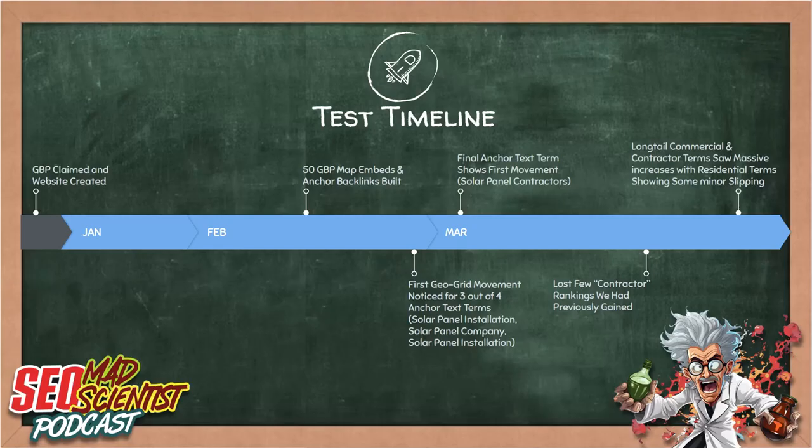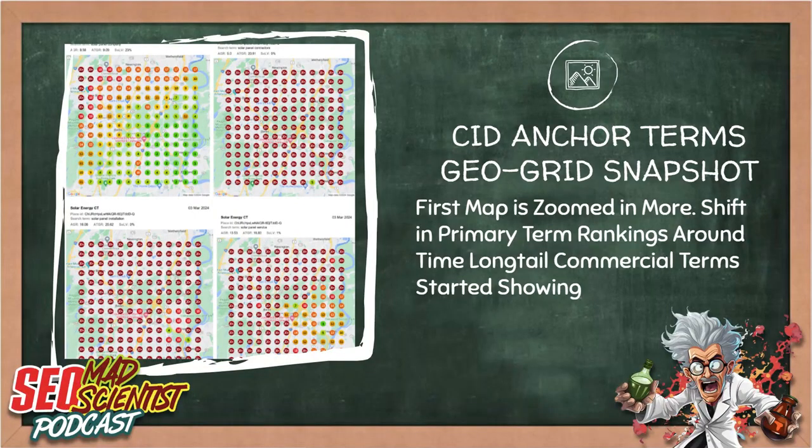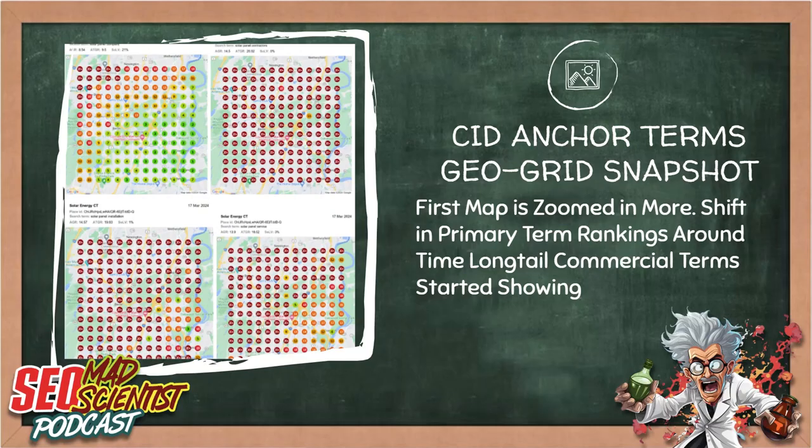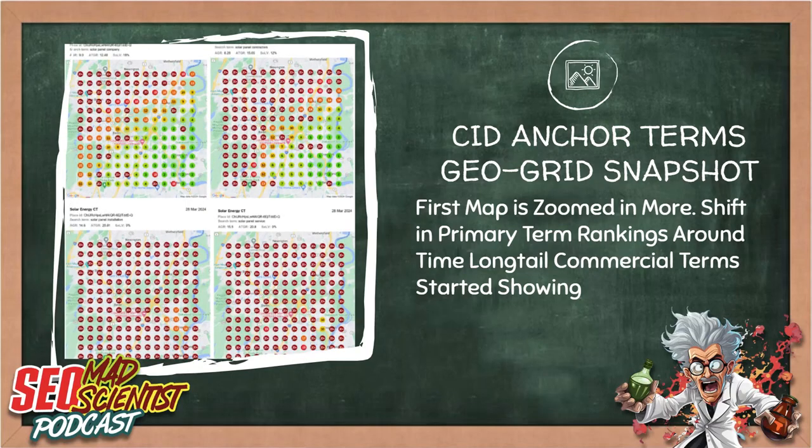Now, there may be some correlation between the concept of solar panels and commercial terms and contracting terms, versus solar installation or solar company maybe being more connected to residential. These are all very fine points that we can look at and we can guess about. But when we look at just what the data has given us, here's the GeoGrid snapshots.